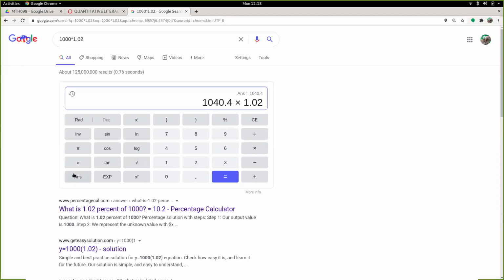Sometimes you have to use the previous answer button on your calculator, which saves mistyping stuff. Okay, so now the bank has the option to not round that up. They could just call it 20 cents, but they're probably going to round it up because they're so nice. So I would now have $1,061.21.